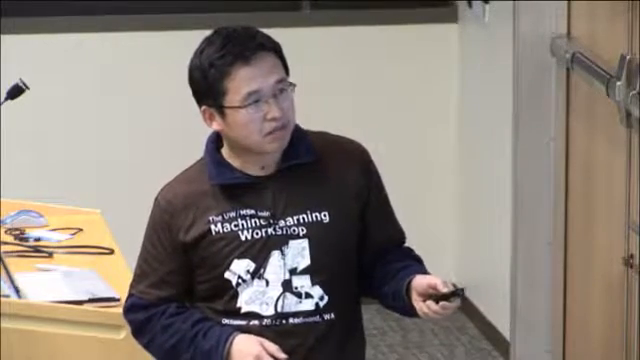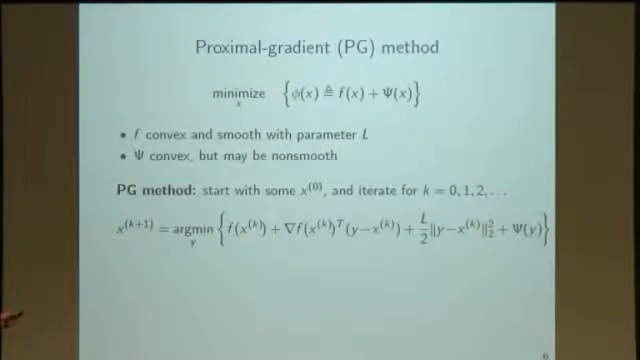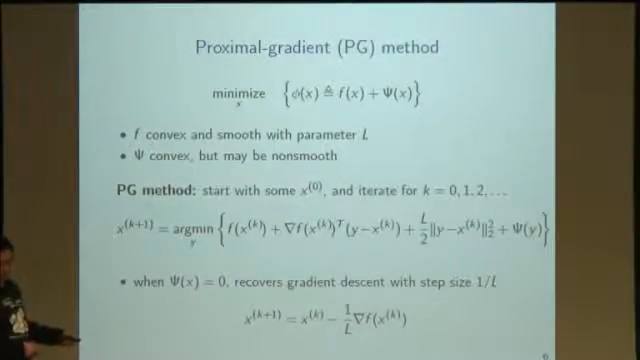So basically, you start with some initial point, then you run an iterative algorithm. At each step, you calculate the gradient of the smooth part. And this basically gives you a quadratic approximation. Indeed, it's a quadratic upper bound of your function. And then you just take the non-smooth part without any change. It's just the approximation of your objective function. But the good thing is that if psi is simple enough, you can solve this in closed form, so it's very easy. For example, if psi equals 0, this just gives you gradient descent.